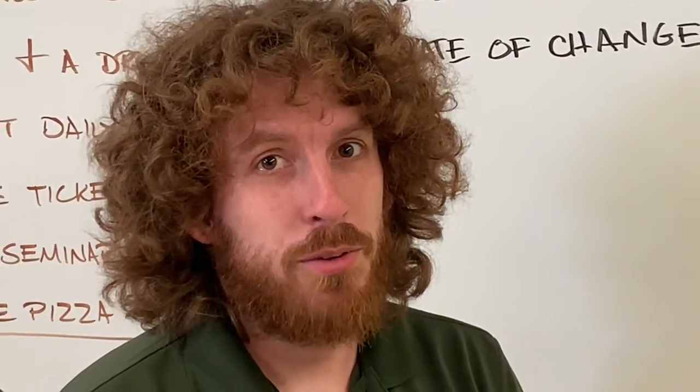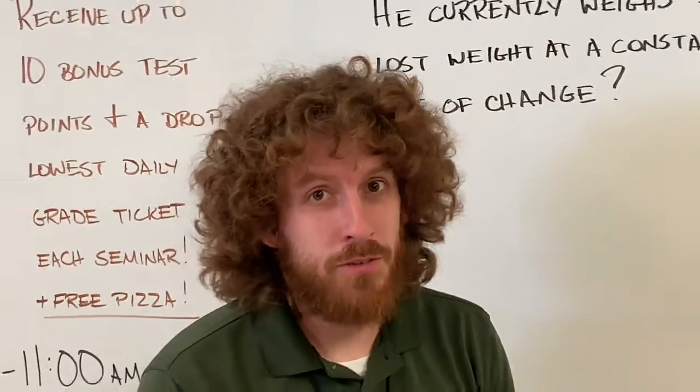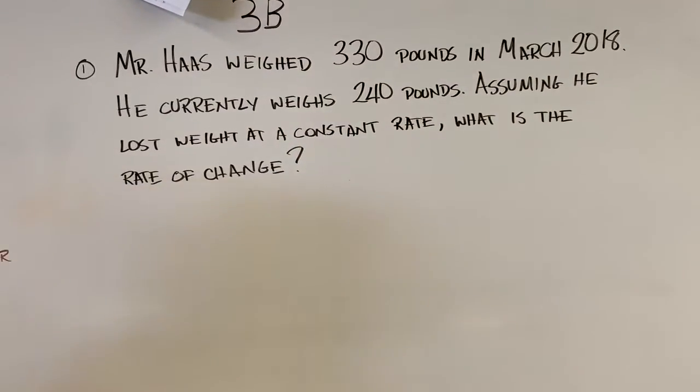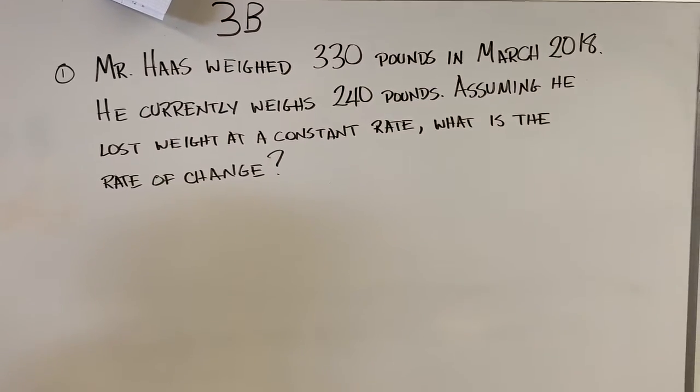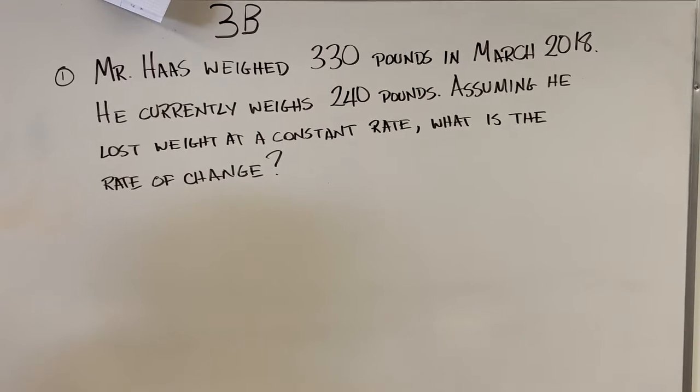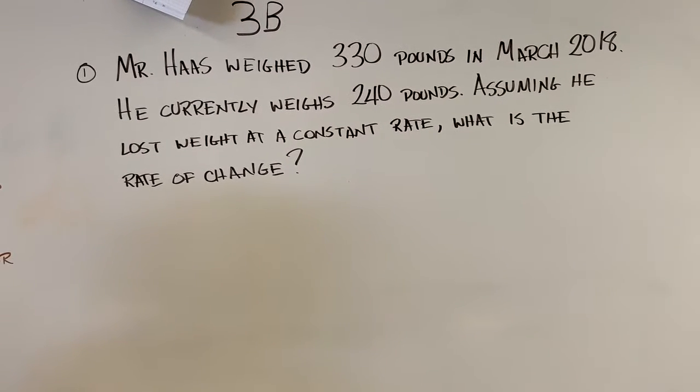Welcome to Starkey's Corner. In today's episode, we're going to talk about Standard 3B, identifying the rate of change. So, here's our work problem for today. Mr. Haas weighed 330 pounds in March of 2018. He currently weighs 240 pounds. Assuming he lost weight at a constant rate, what is the rate of change?